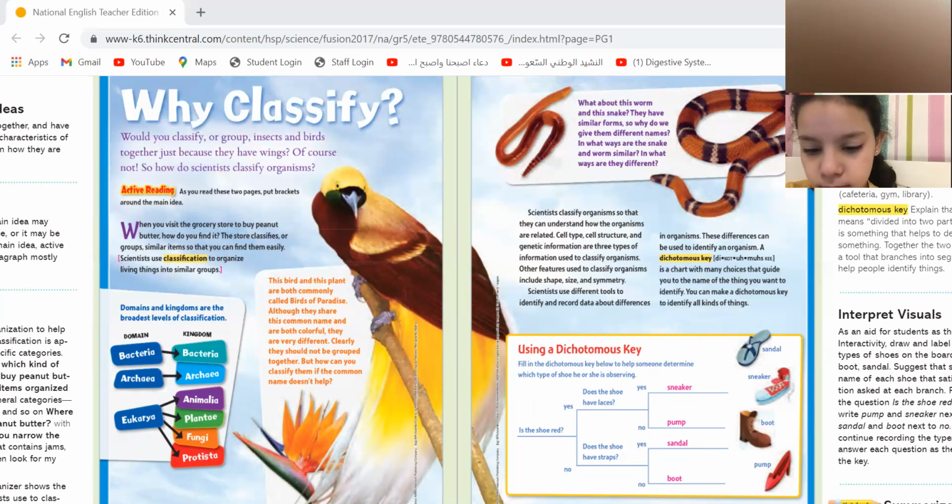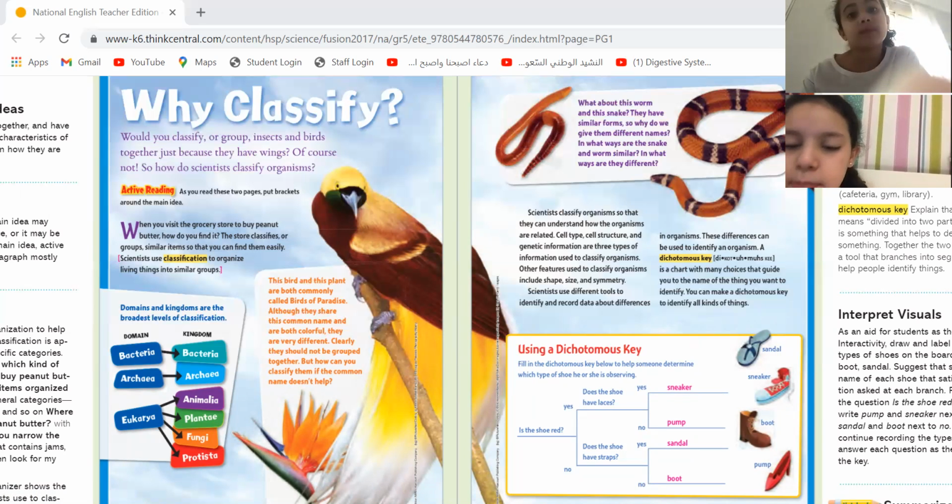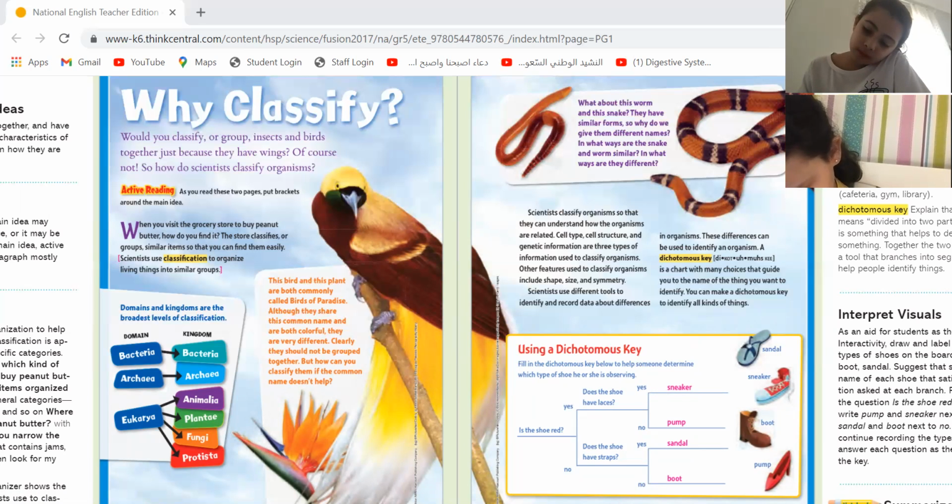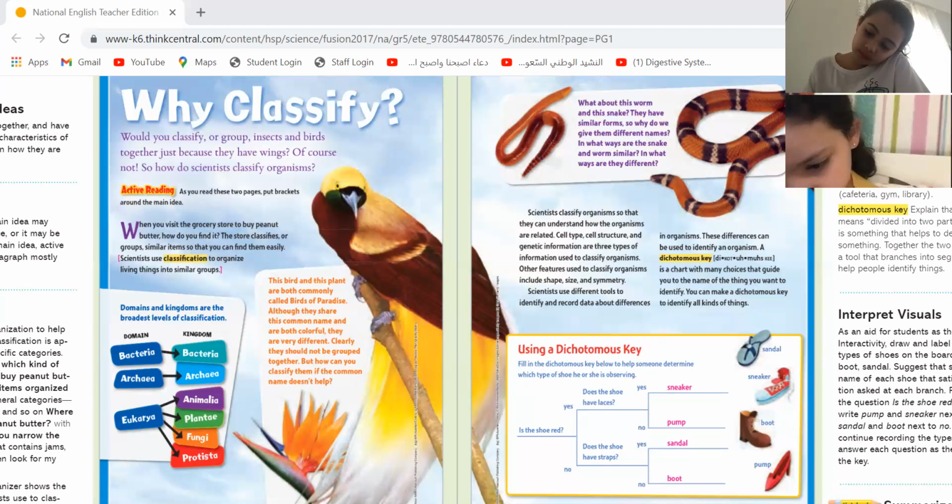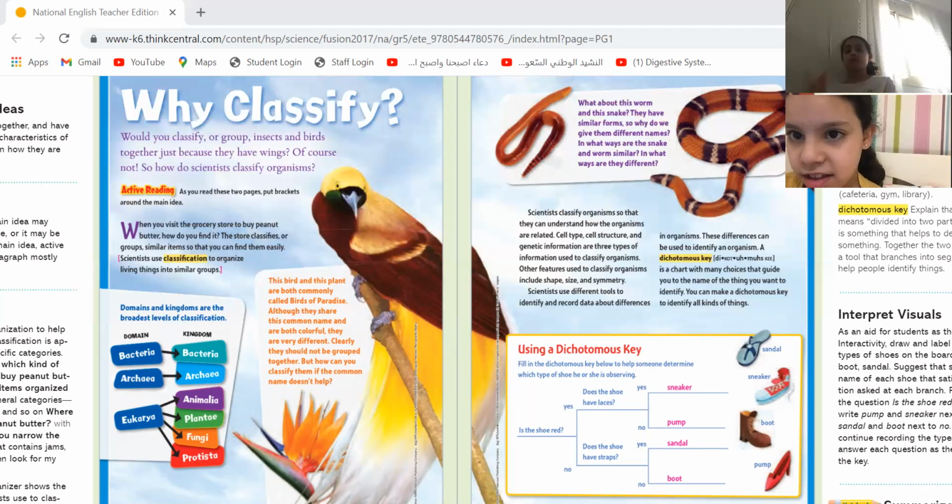Now let's go to the next. Can people be classified? You tell me, can you classify people according to the word classification? Yes. Classification means to organize living things into similar groups. Now, can you classify us, humans, into similar groups?